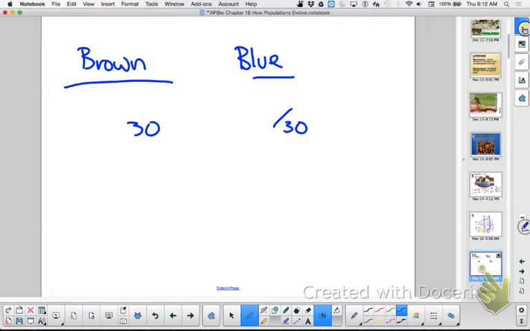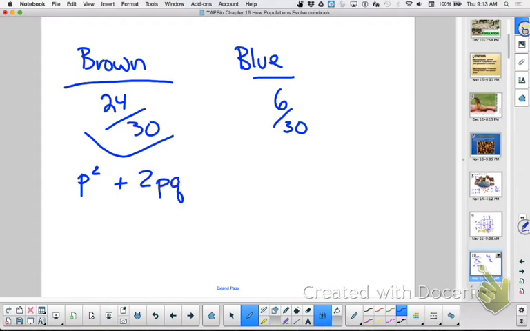How many blue-eyed people do we have? 1, 2, 3, 4, 5, 6. Do you agree with that? So 6 of our 30 people have blue eyes. So how many people have brown eyes? 24. Now, those 24, what could their genotype be? So they could be P squared plus all of our 2PQs. And the blue eyes, though, what's the only thing they can be? That's all they can be, because in order to have blue eyes, it's recessive, yes?